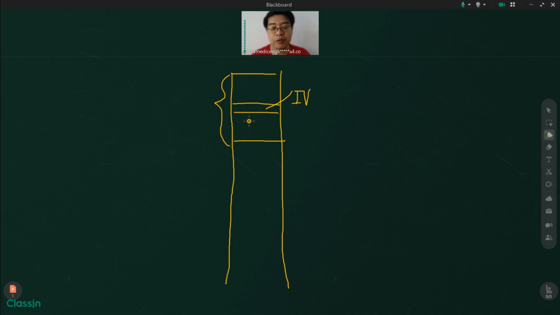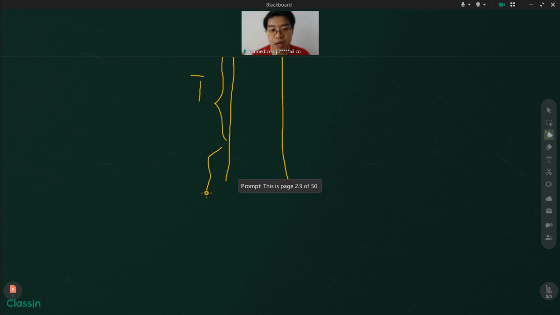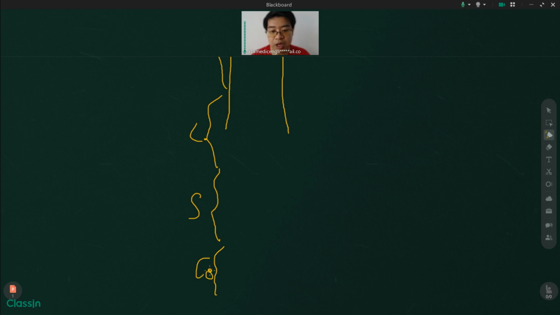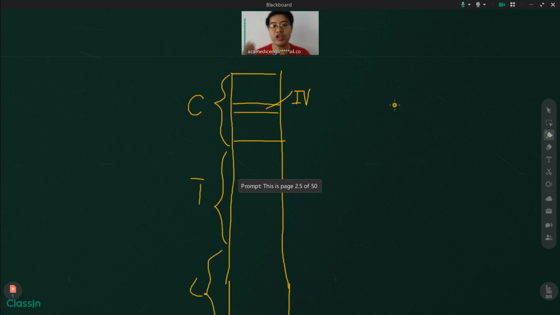But this vertebral column will be divided into cervical, thoracic, lumbar, sacral, and finally coccygeal. Okay, so that will be your vertebral column.